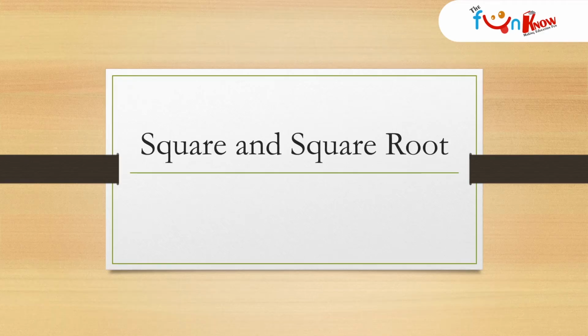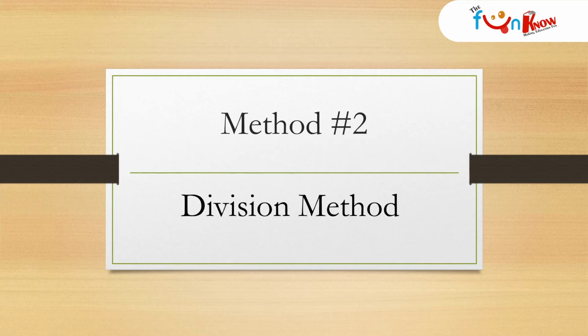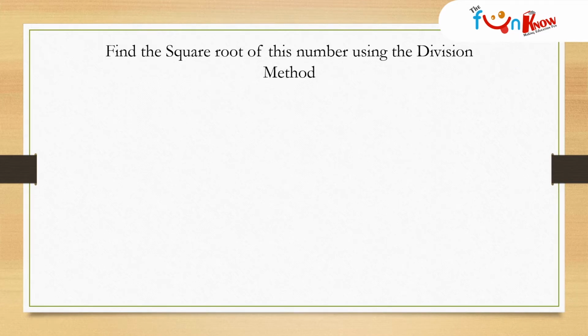Today we are going to see square and square root. Students, we have already seen square and square root method number 1, that is known as prime factorization. Now we will understand method number 2, that is how to find a square root by division method. Let us go towards an example, students. We'll understand with an example.